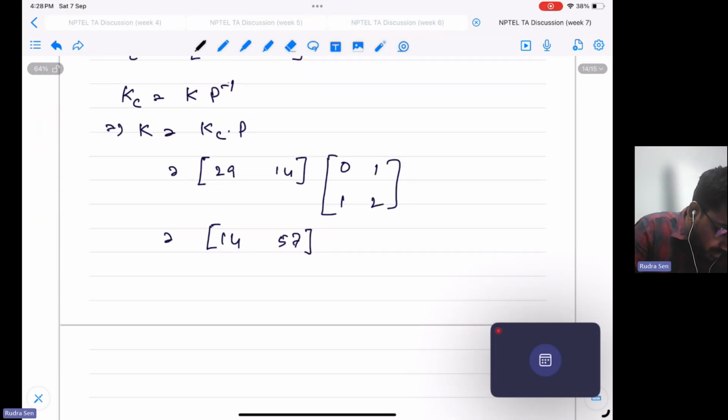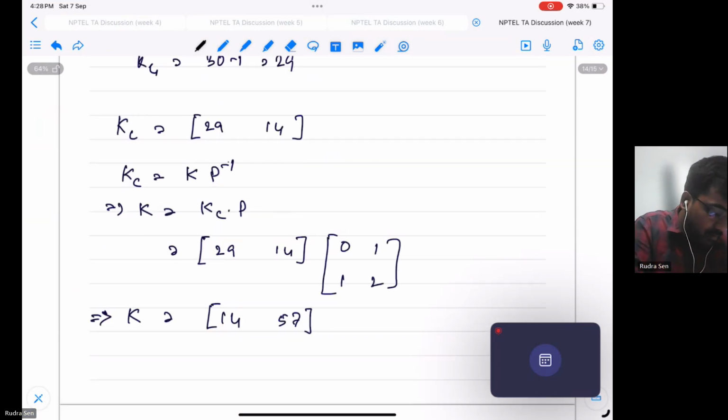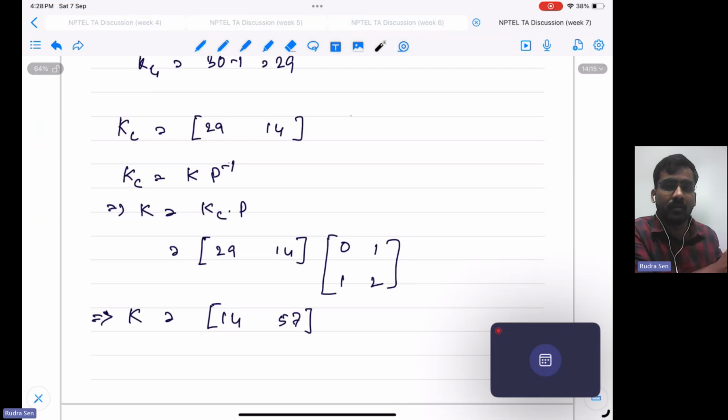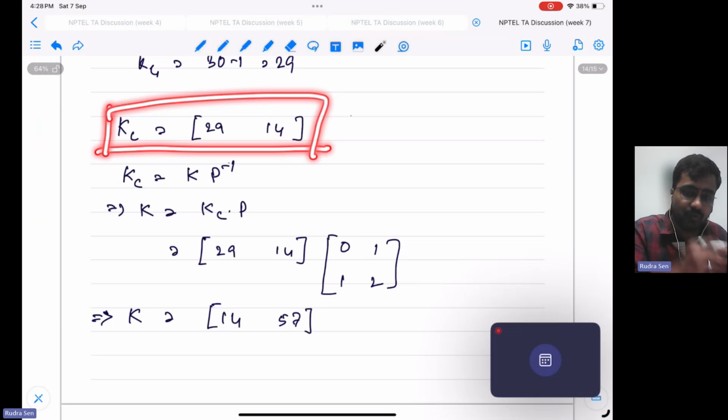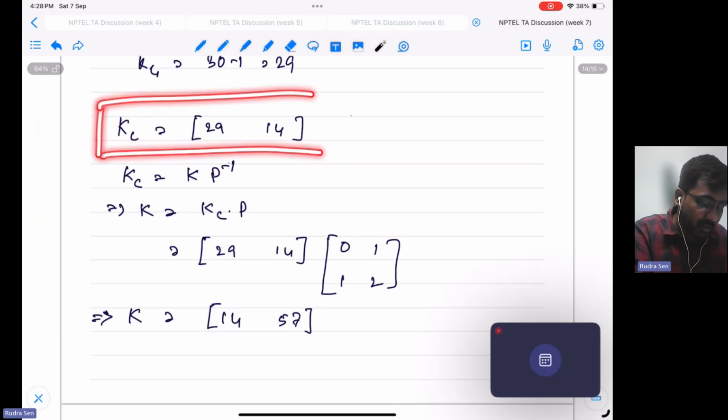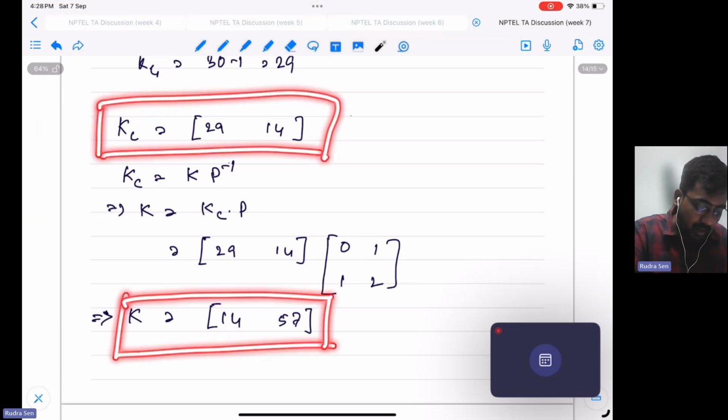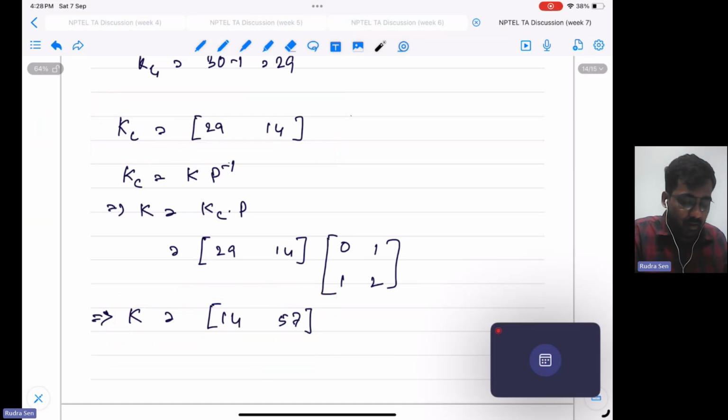So basically this is your answer, but you should not stop at that point, because you have found the control parameter for the similar system, not the original system. This Kc is the control parameter for the similar system. After finding Kc, you have to find K, because that is the original control parameter.